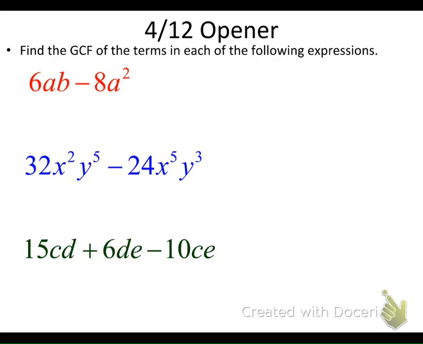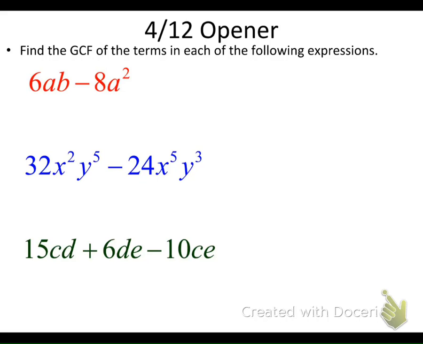Today, we're going to do an opener where it says, find the greatest common factor of the terms in each of the following expressions. When I say terms, all that means is the number and the variable. You know a term is a term because it's separated by an operation sign: addition, subtraction, multiplication, division. So if I'm looking at this, how many terms do I have? 2. How many for the last one? 3. Terms are just the number and variable put together.